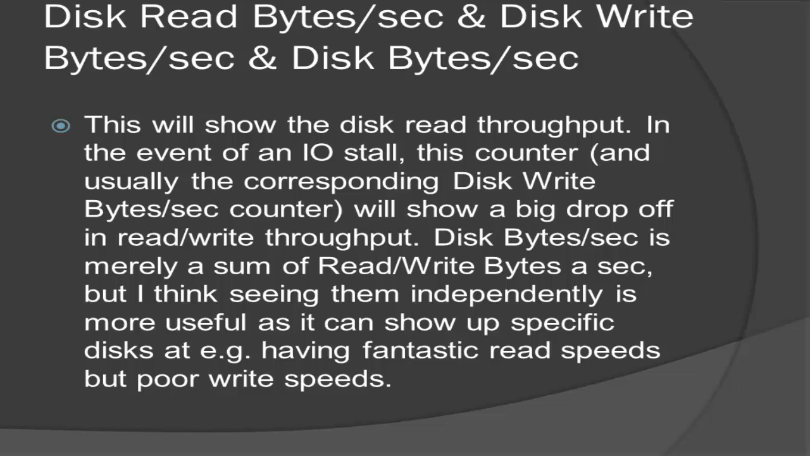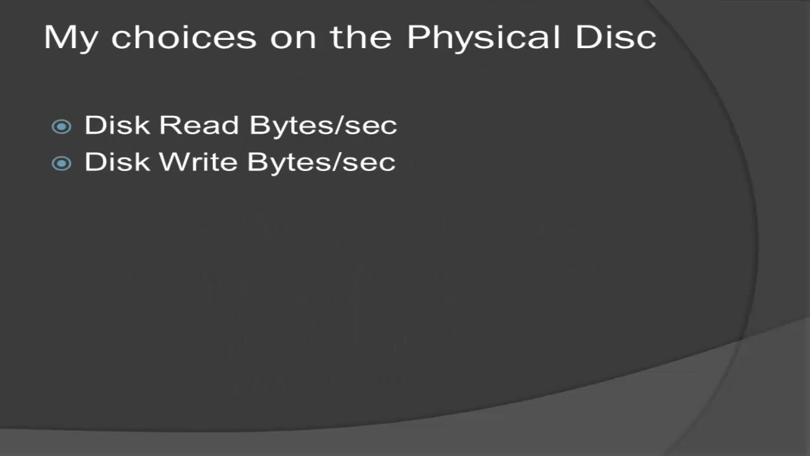But I think that when you see each one independently, it's more useful for you as you can show up specific disks and whether they have fantastic read speeds or poor write speeds, and you can do a better evaluation at least on the physical disk. There are many different things you could do on the physical disk. You could do the whole thing on the physical disk and check the information, but these two are very important. So my choice is on the physical disk subsystem. I'm going to use the disk read bytes per second and the disk write bytes per second.